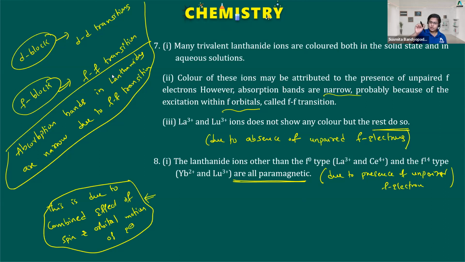When there's an unpaired electron, it will get excited to the excited state. Then it realizes, oh, I'm unstable here. It will jump back to the ground state or some lower energy state, where it gives out the extra energy in the form of radiation, which lies in the visible region. We can see that respective color.